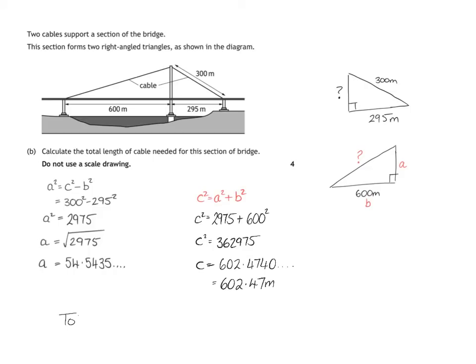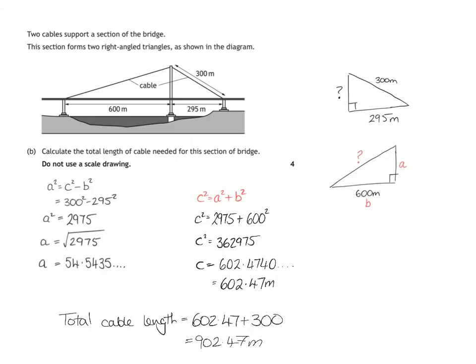So the total cable length is going to be equal to my 602.47 plus my 300, which gives me 902.47 meters.